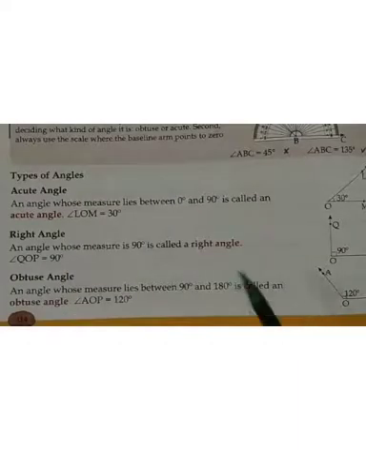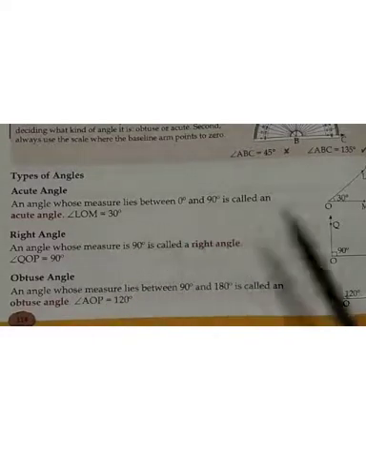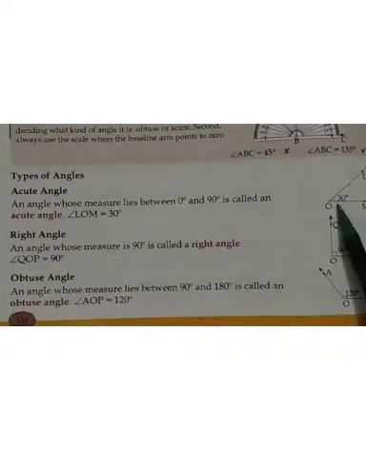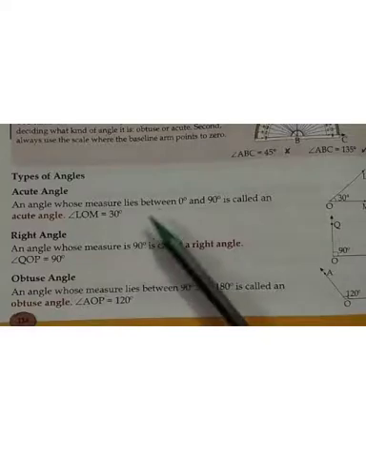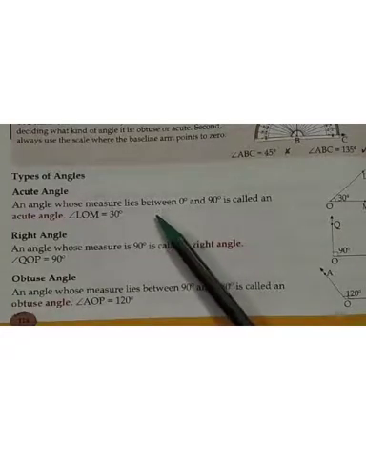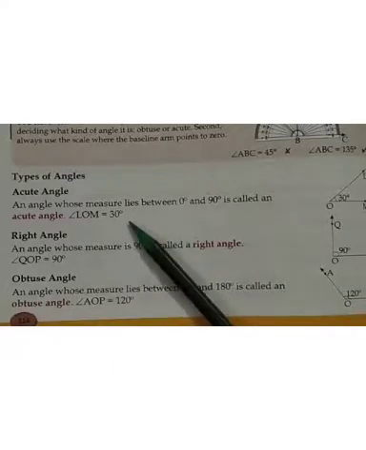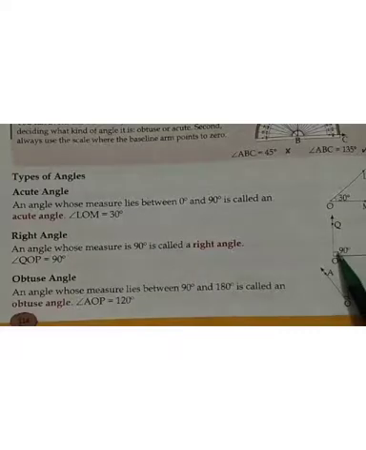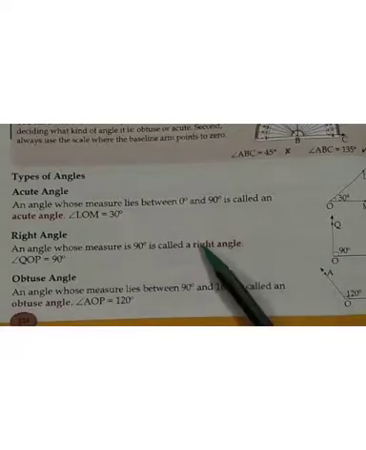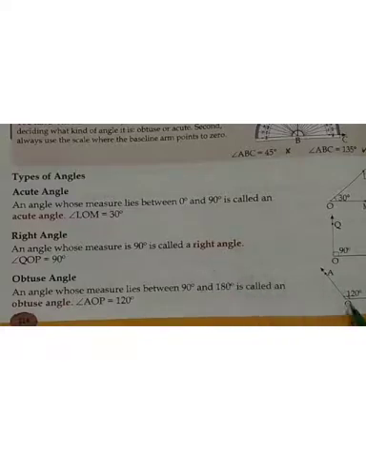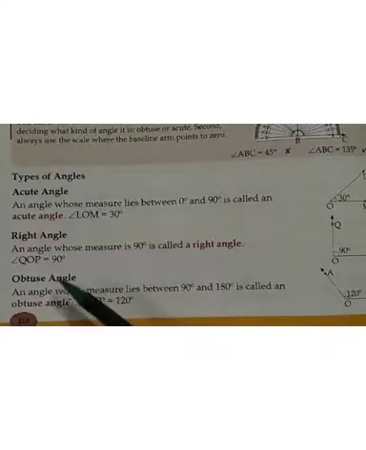Next, types of angle. First is the acute angle. An acute angle is one below 90 degrees, that lies between 0 and 90 degrees. If an angle is 90 degrees, it is called a right angle. If an angle is between 90 and 180 degrees, it is called an obtuse angle.